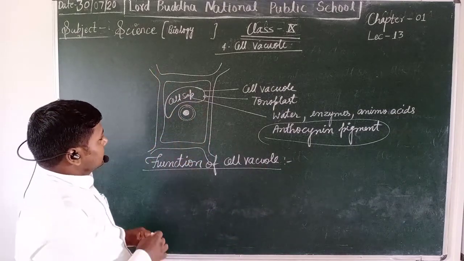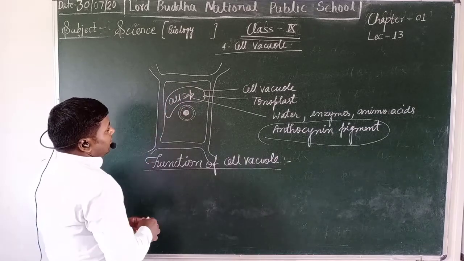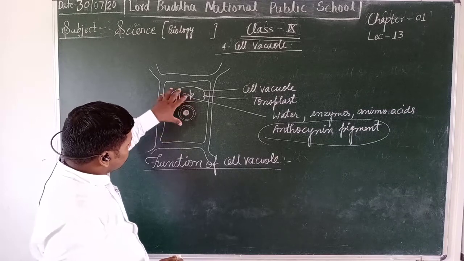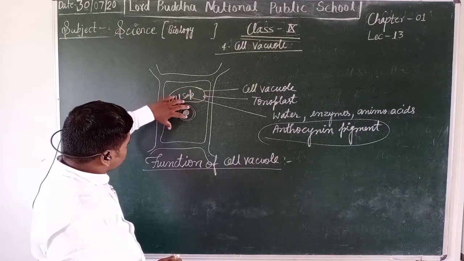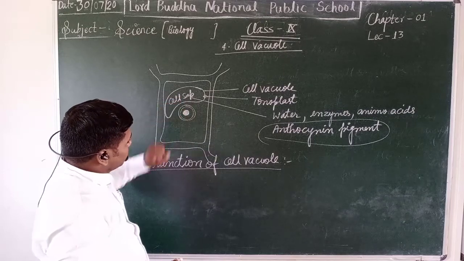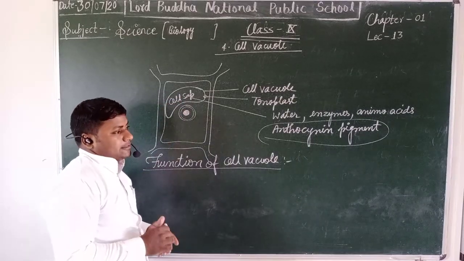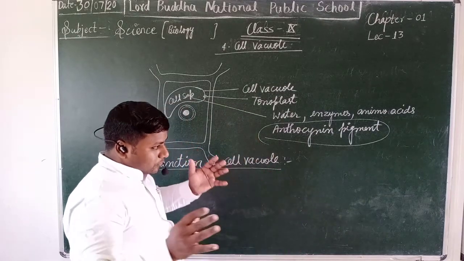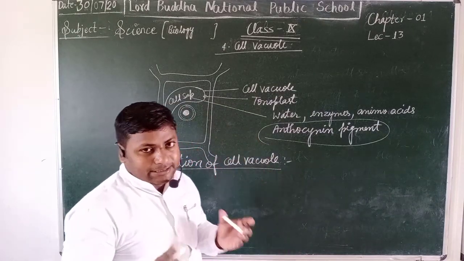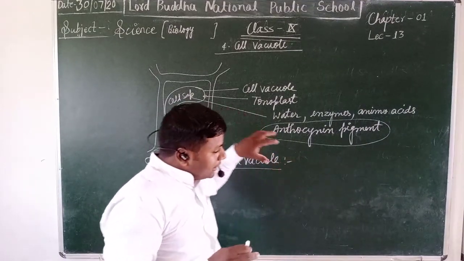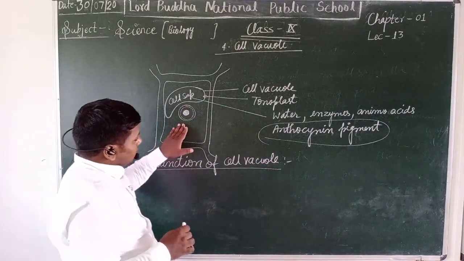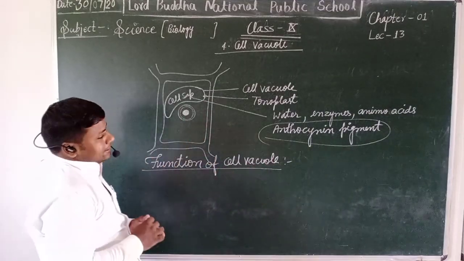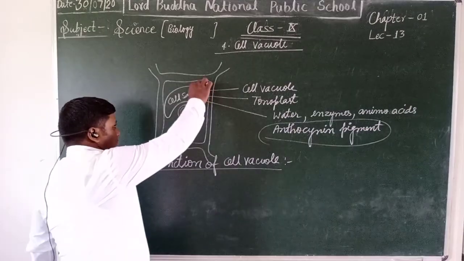During drought conditions, the inner cytoplasmic membrane of the cell becomes flaccid and contracts away from the cell wall. This phenomenon is known as plasmolysis. It means during that time the cytoplasmic membrane shrinks away from the wall due to lack of water, and this is called the plasmolysis phenomenon.